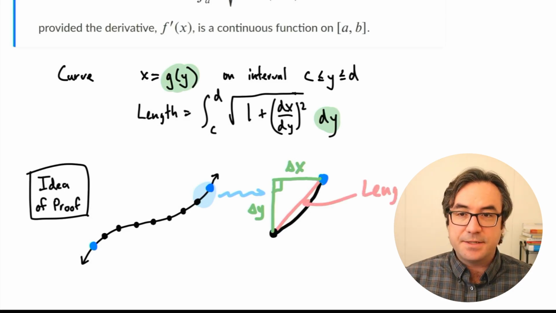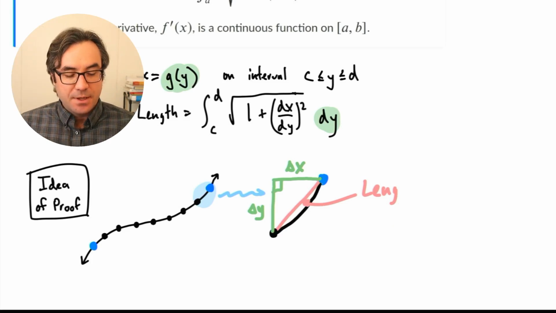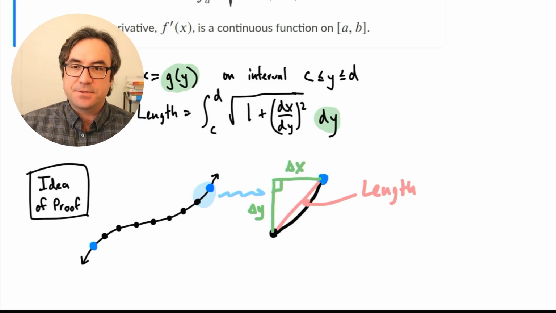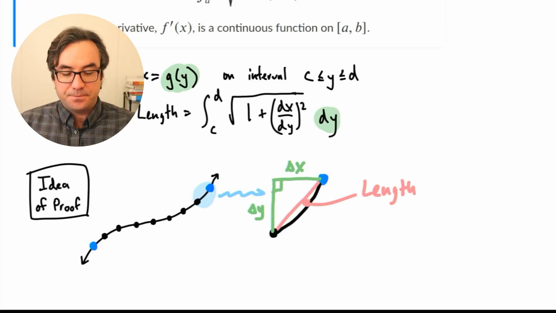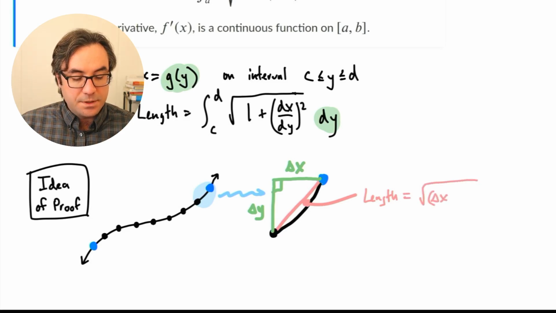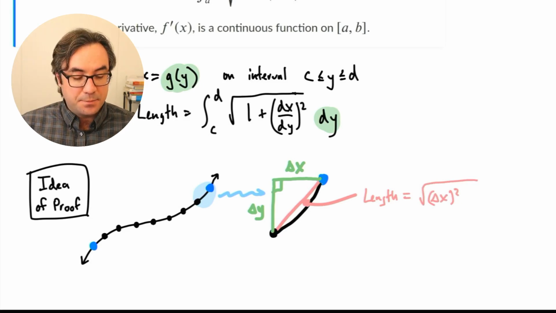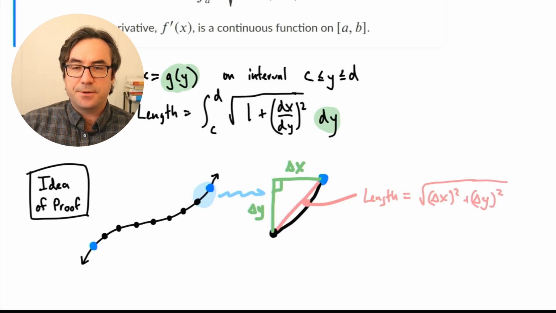And the length of that is going to be, and let me get out of the way. There we go. The length of this is the square root of one side of our right triangle squared, so the delta x side squared, plus the other side, the length of the other side squared.